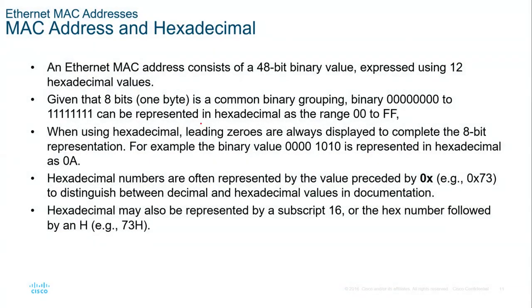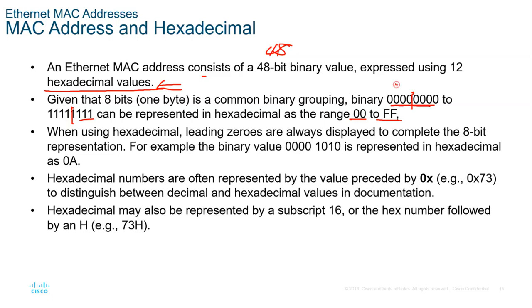Ethernet MAC addresses. An Ethernet MAC address consists of a 48-bit binary value expressed as 12 hexadecimal digits. The good thing is you've covered IPv6. Given that 8 bits are equivalent to 1 byte, which is a common binary grouping, the binary range from 00000000 to 11111111 can be represented in hexadecimal. It will be divided into 2 digits, and at the end of the day you get 00 up to FF.